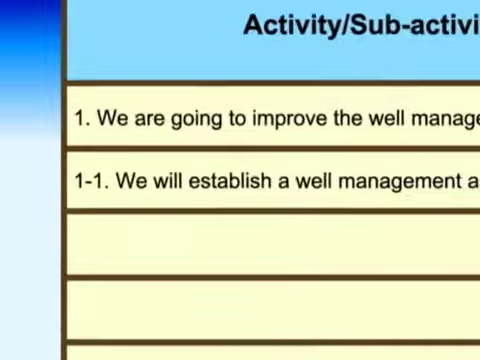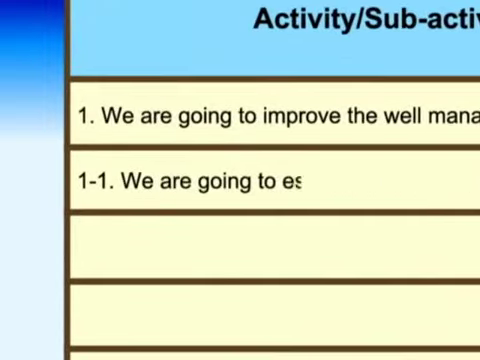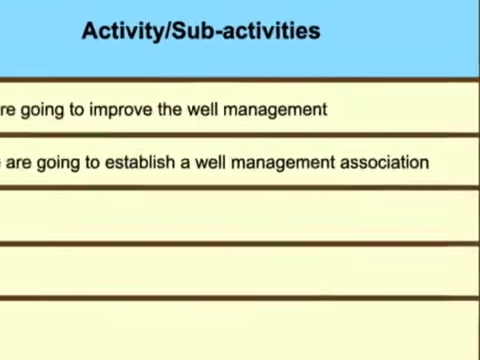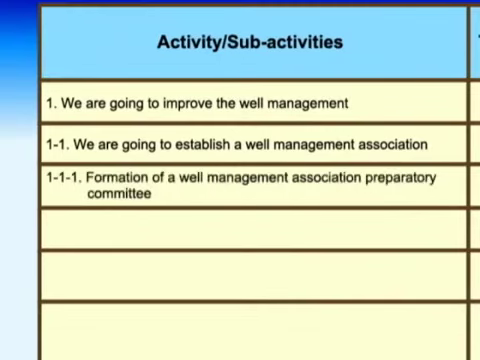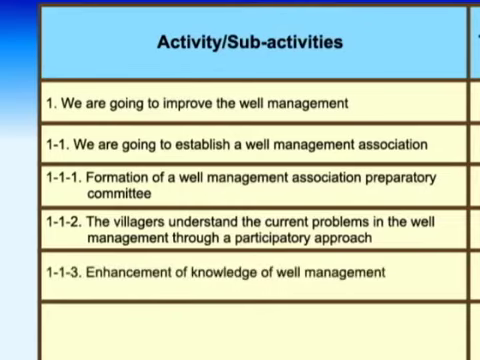For example, for more detailed activities for 1-1, we are going to establish a well management association. We might have 1-1-1, formation of a well management association preparatory committee. 1-1-2, the villagers understand the current problems in the well management through a participatory approach. 1-1-3, enhancement of knowledge of well management.